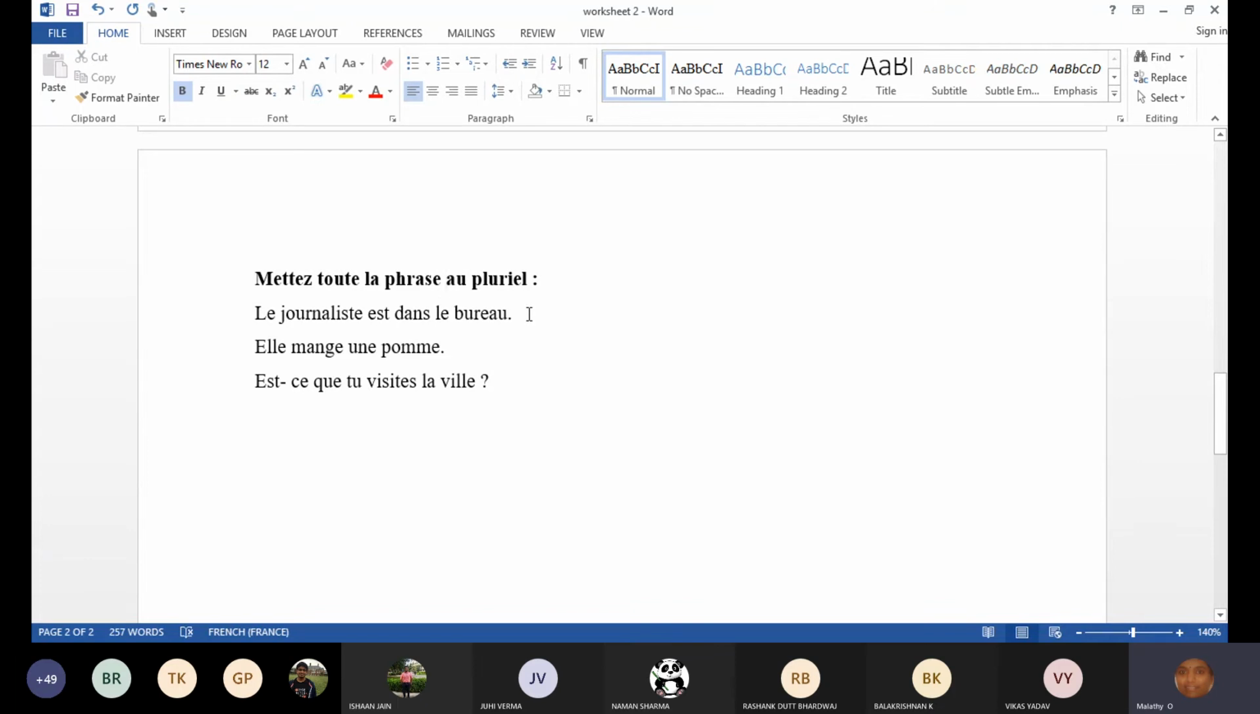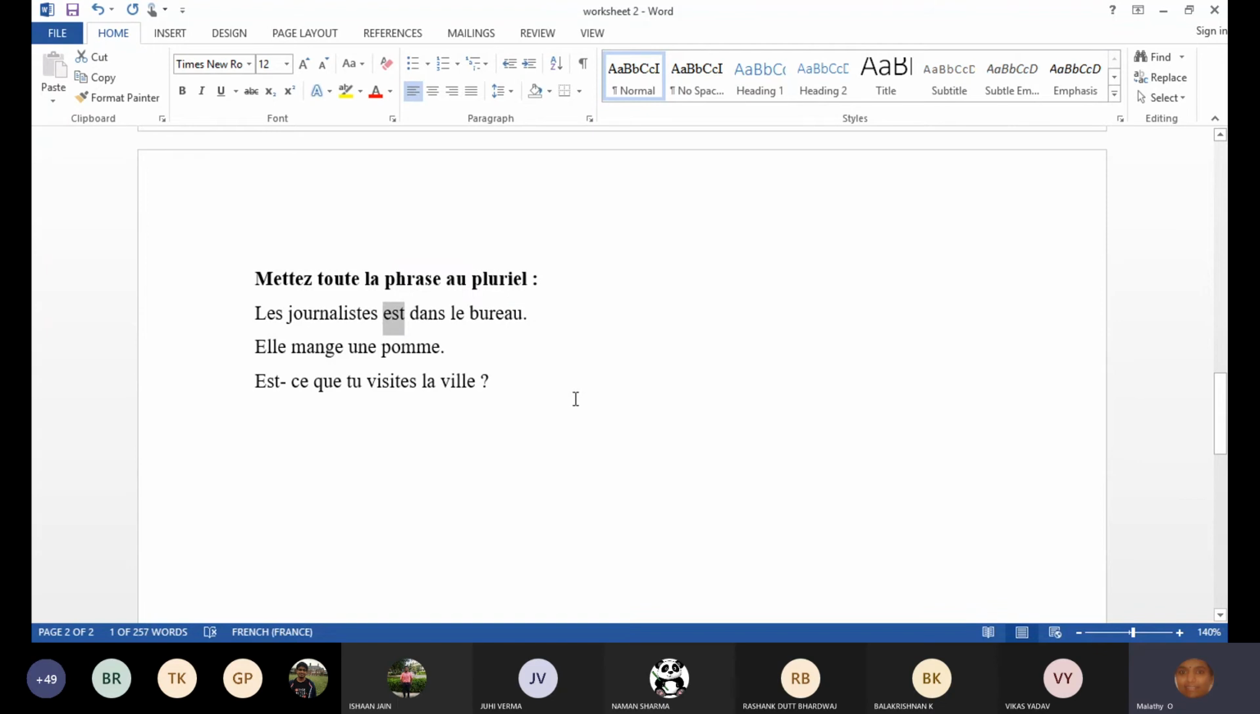So wherever possible, you have to make it plural. You can see the first sentence, le journaliste est dans le bureau. So here, le journaliste, the plural of journaliste: I'll add an S and make it plural, and the article also will change to plural. So it's les journalistes. Since it's les journalistes, the verb will change to plural. So the journalist is in the office becomes the journalists are. So what would be the plural form of est?